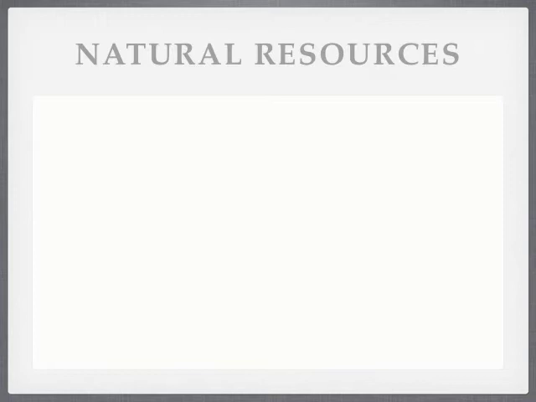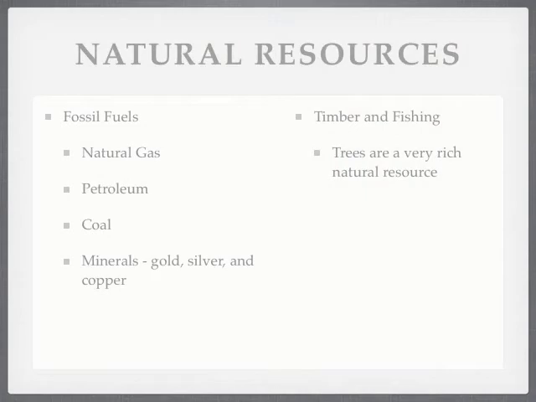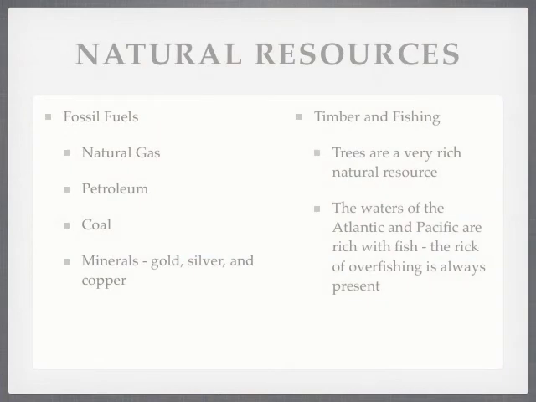The natural resources, some of the examples are fossil fuels like natural gas, petroleum, coal, minerals like gold, silver, and copper. Timber and fishing are industries that help. Trees are a very rich natural resource that both Canadians and Americans use for industry and for making goods that we ship throughout the whole world. The waters of the Atlantic and the Pacific are rich with fish. The risk of overfishing is always present.